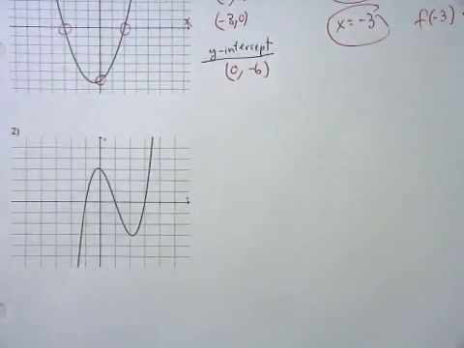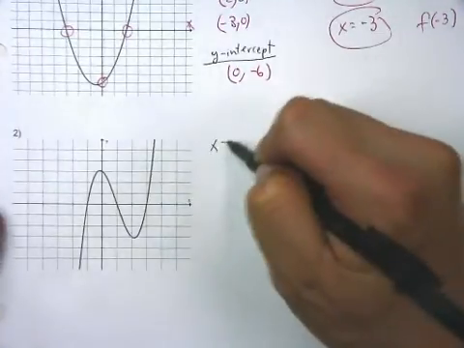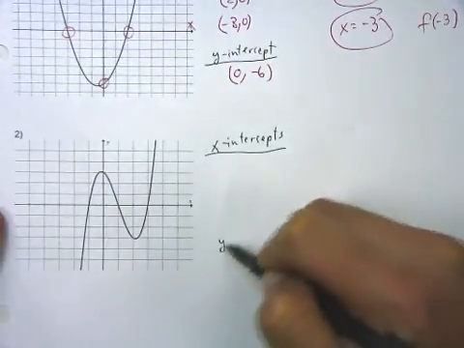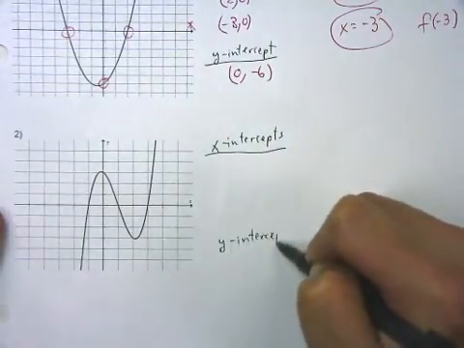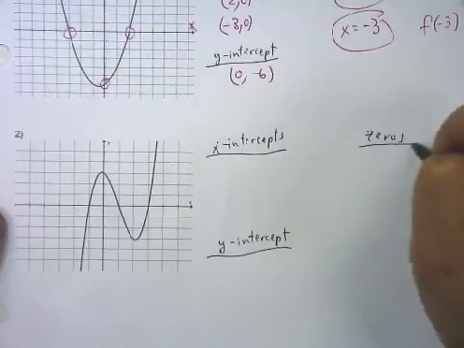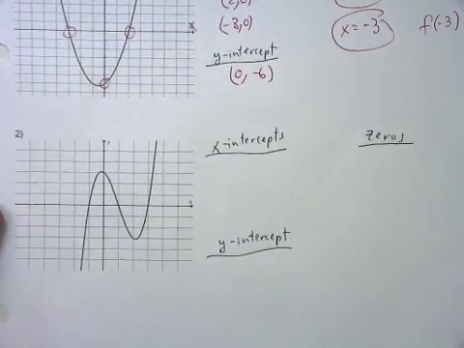I want you to do number 2. Please pause, and again find the x-intercepts, find the y-intercept, and find the zeros. Pause please and do that.